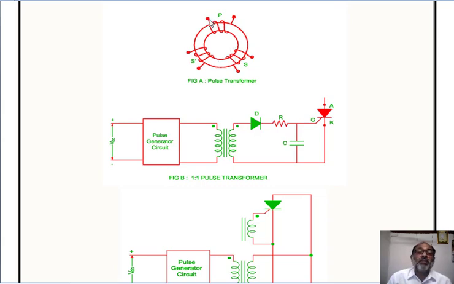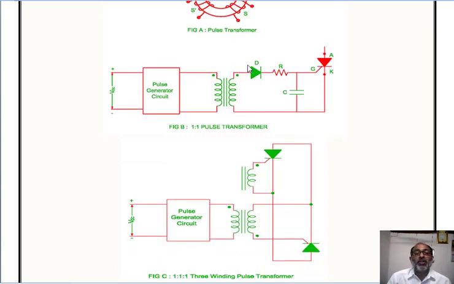Now when the primary current is passing through this primary winding for a very small period, due to this primary current, flux is induced in this core. Now whatever flux is produced by this primary winding is linked with the secondary winding. So due to this, a pulse of EMF is induced in both secondary windings. Now this pulse is used to trigger the SCR.